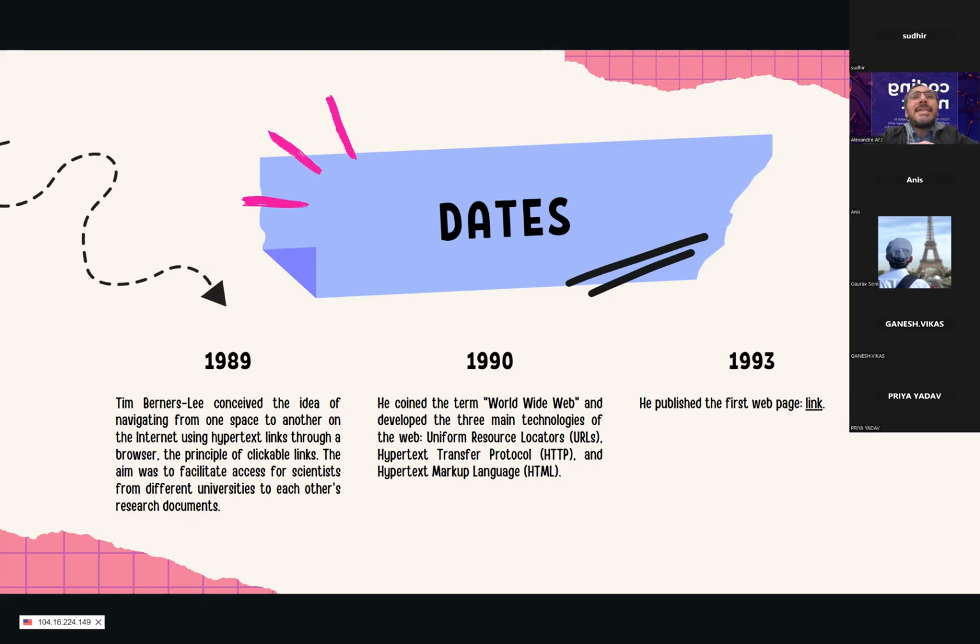In 1990, he coined the term World Wide Web. That's why when we write on the web page 3W, and he developed the three main technologies of the web: Uniform Resource Locators, URL, Hypertext Transfer Protocol, HTTP, and Hypertext Markup Language, of course, HTML. So 1993, the first web page.